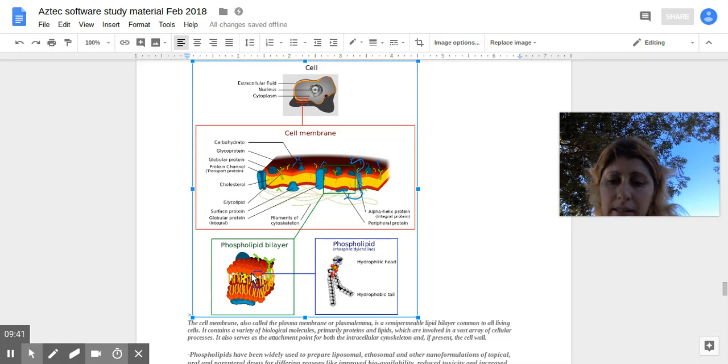The membrane serves as an attachment point for both the intracellular cytoskeleton inside the cell and, if present, the cell wall for plants and bacteria.